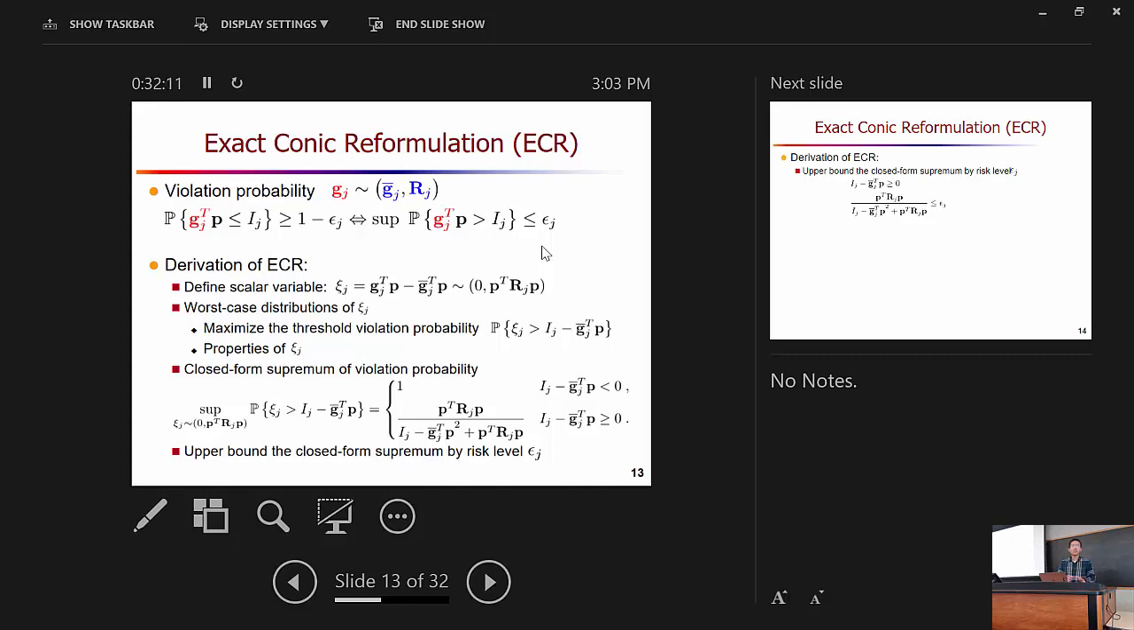You don't know. And actually, Gaussian is not the worst case. Look at the paper, you can see the worst case. What is the worst case? Okay, what does this mean? There exists some distribution that achieves the violation probability epsilon_j. For other distributions, it's going to be less than epsilon_j. But since you don't know the distribution, you have to guarantee that for every distribution. Alright? So this writing, this one?